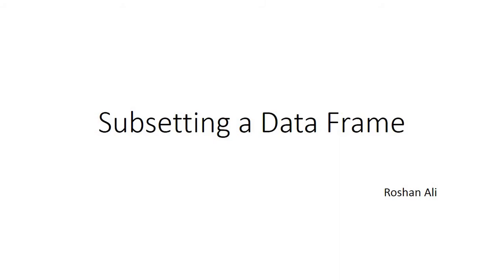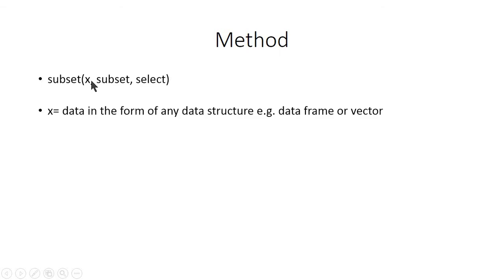Today I am going to tell you how to get your desired data out of a data frame through subsetting. Subset is a function in the base package of R. The command is subset(x, subset, select). This x means the name of the data structure: the name of your data frame, vector, list, matrix, etc.